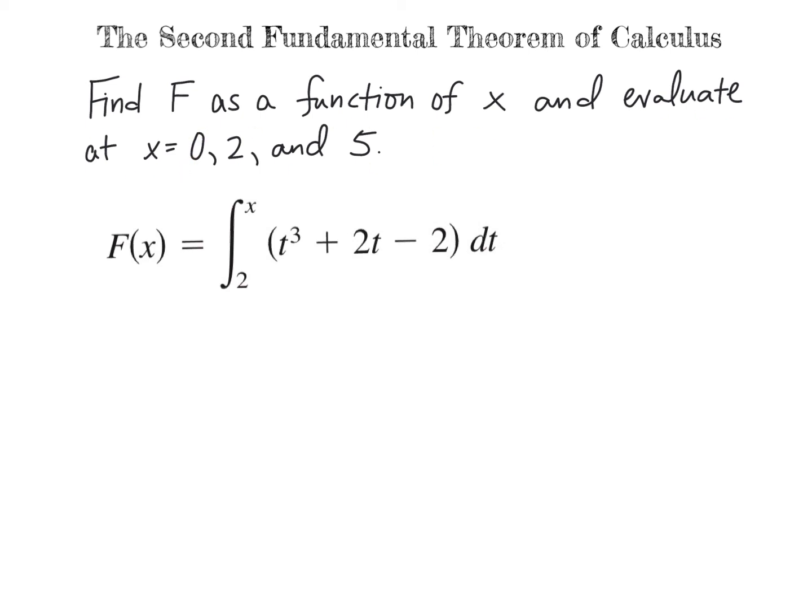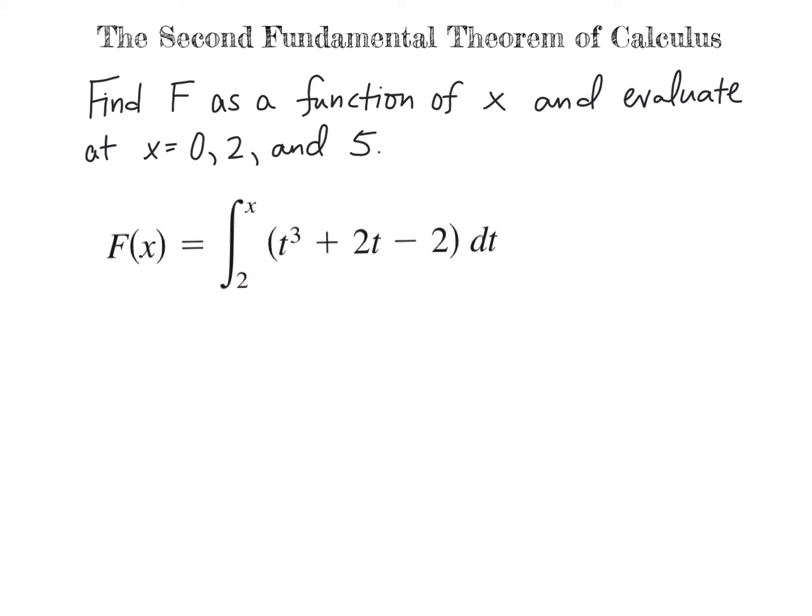Now, could we simply plug in 0 here, use the first fundamental theorem of calculus to evaluate what that is? Yes, but then we'd also have to plug in 2. That one would actually be easy, but then plug in 5 and do the same thing. What we can do to eliminate all that extra algebra is to find F as a function of x first, meaning use the first fundamental theorem of calculus to rewrite F of x in terms of x only, rather than in terms of t.